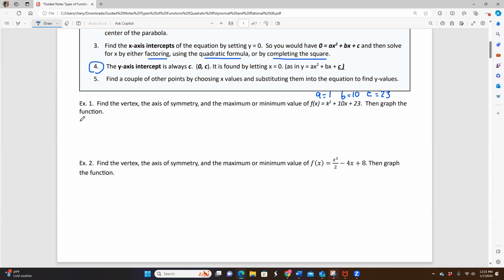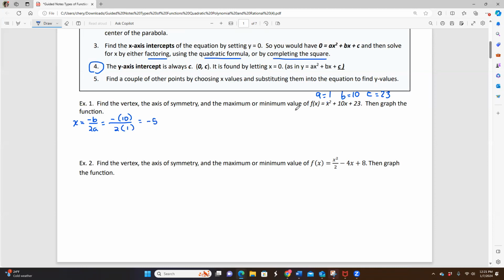So using that formula where we find our vertex, we're going to find the x coordinate of our vertex by taking a negative b over 2a. So in this case, that'll be a negative 10 over 2 times a, which was 1. That gives us a negative 5.